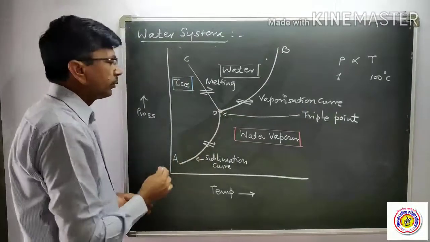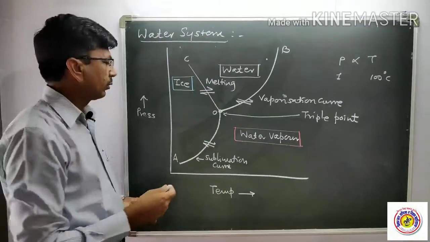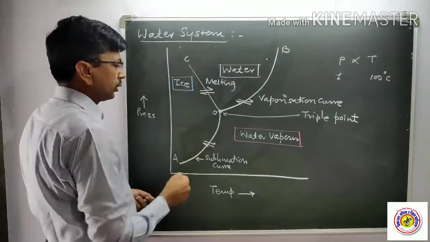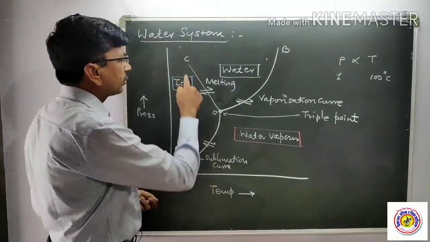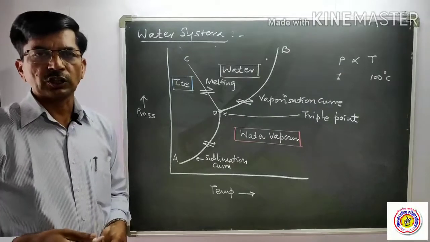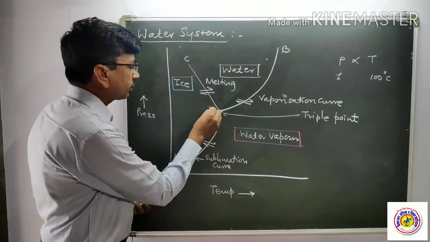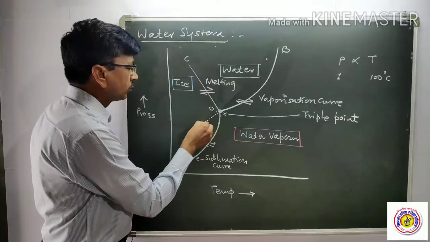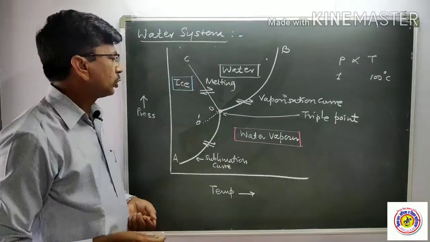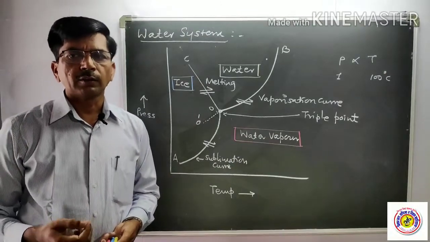So these are the curves. Now we have three areas or regions in the diagram: one is AOC, another is AOB, and the third is COB. So these are the three regions which the graph represents. So we have 4 curves. The fourth curve is O dash, which is the metastable equilibrium, the equilibrium between the supercooled water and liquid water.